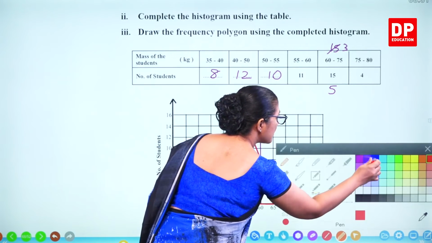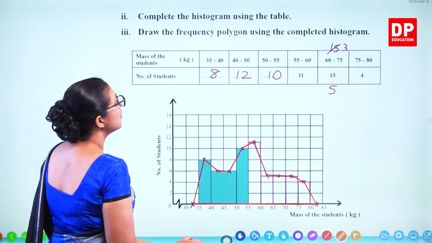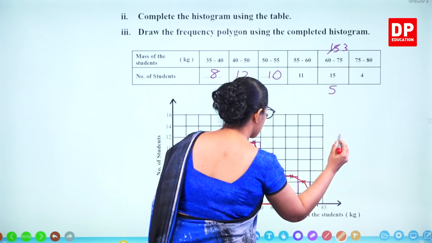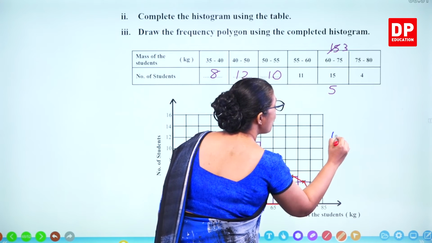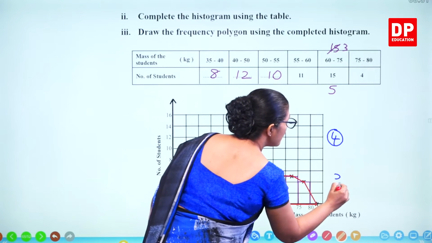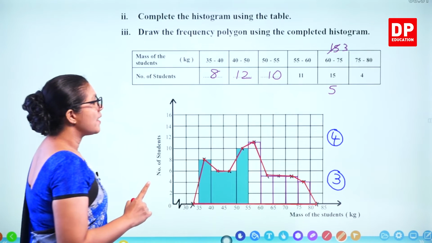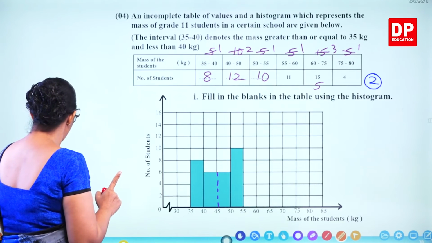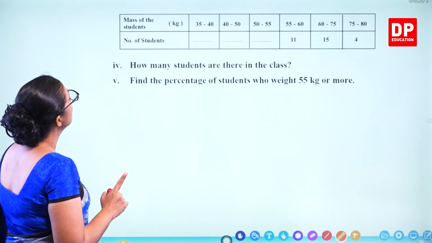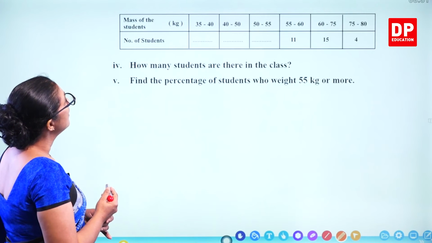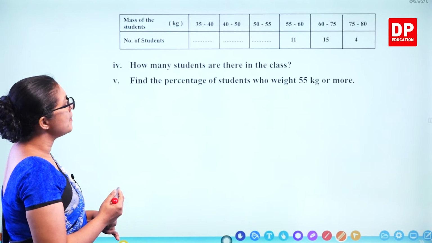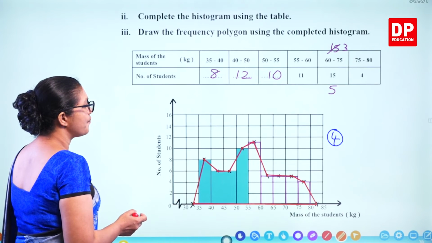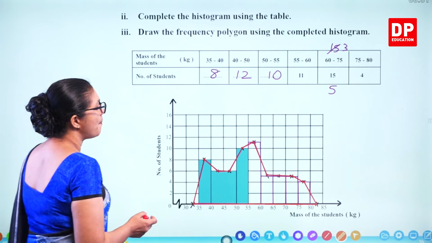So you get histogram 3 marks, histogram 4 marks, and polygon 3 marks. So 4 plus 3, 7. 7 plus 2, 9. And you have 2 more parts. So that means you can't give that much marks. So we'll reduce. 2 more parts are there.